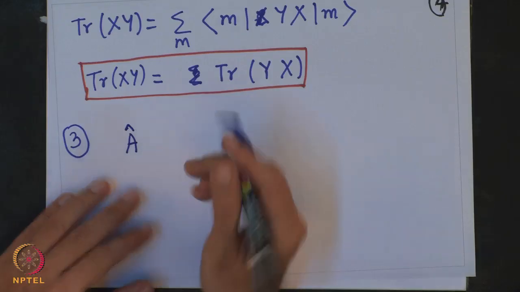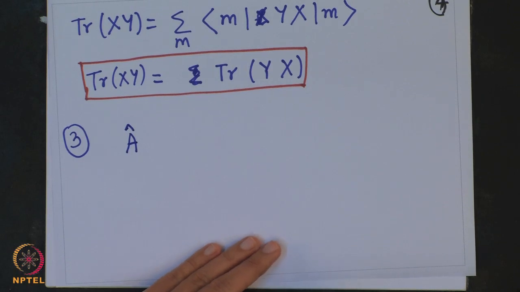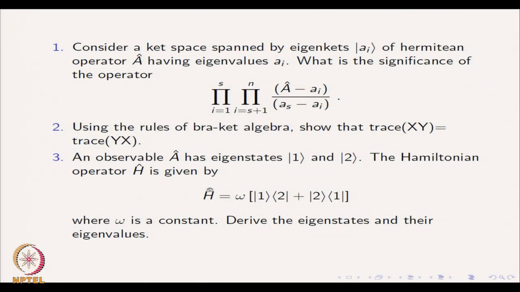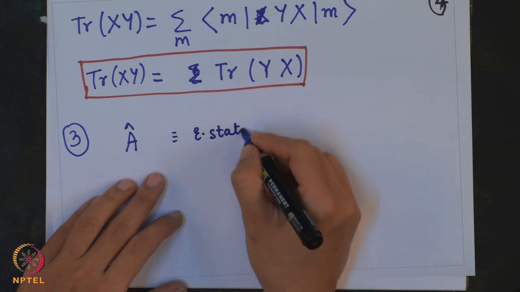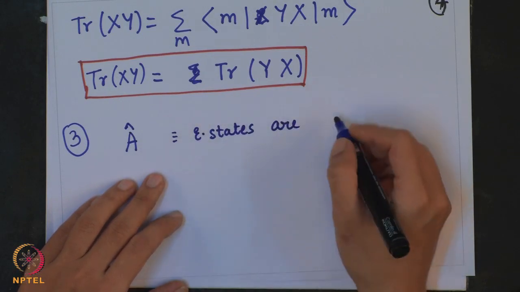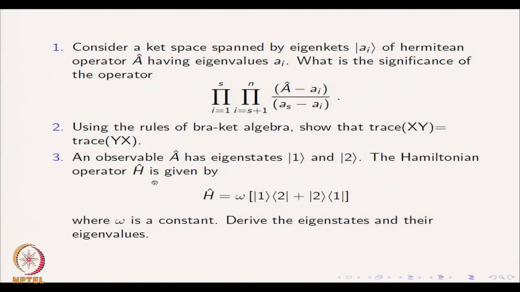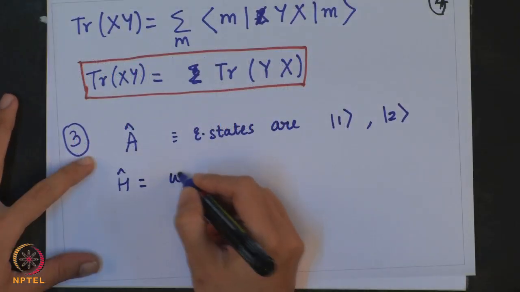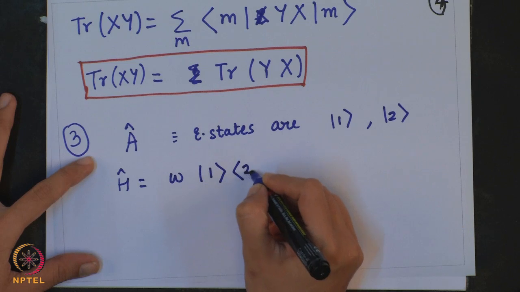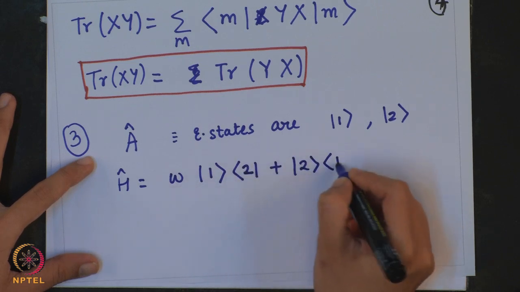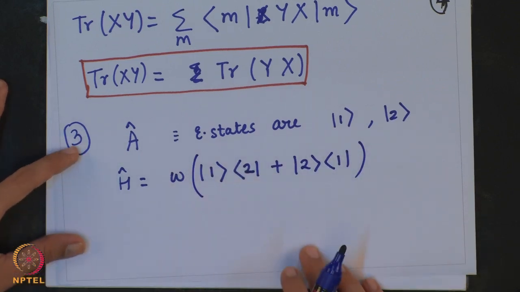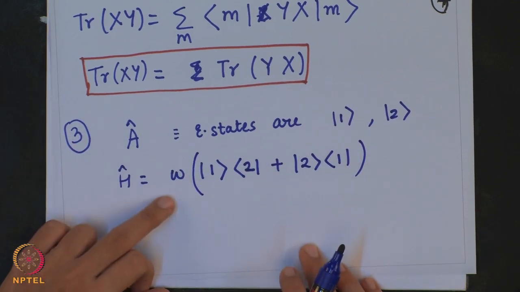It is given to you that an observable A has eigenstates 1 and 2, and the eigenstates of this operator are 1, 2. And the Hamiltonian operator is given to you by something like this. This Bra-Ket notation can be rewritten in the matrix form, where omega is a constant, and you have to derive the eigenstates and their eigenvalues.